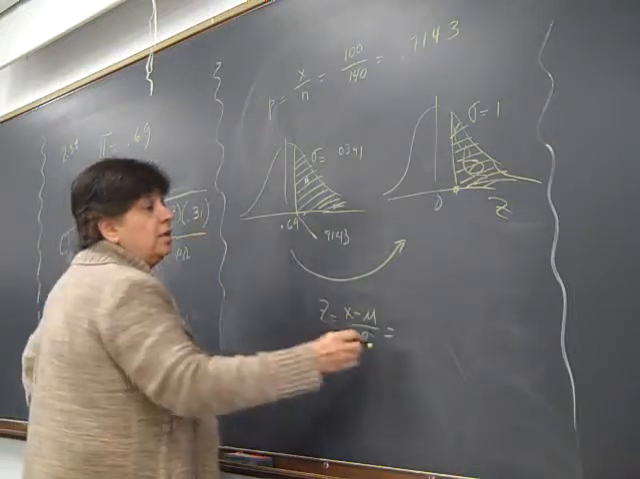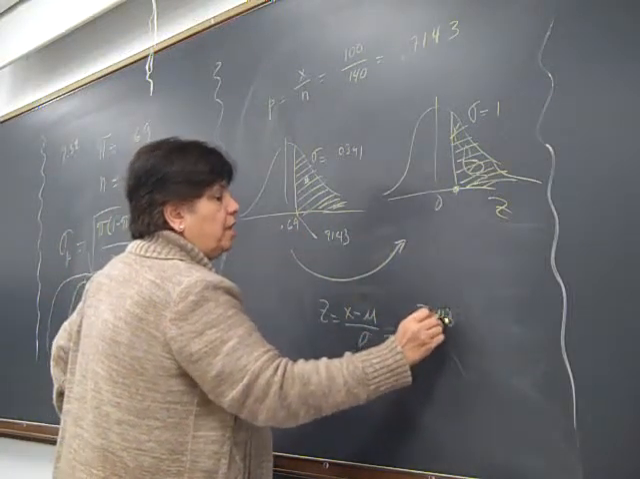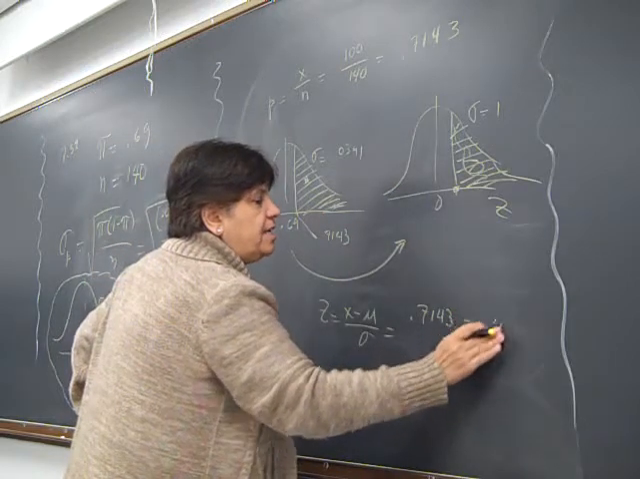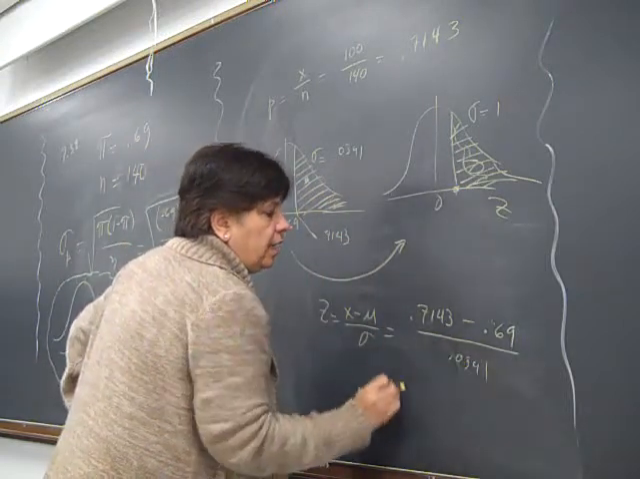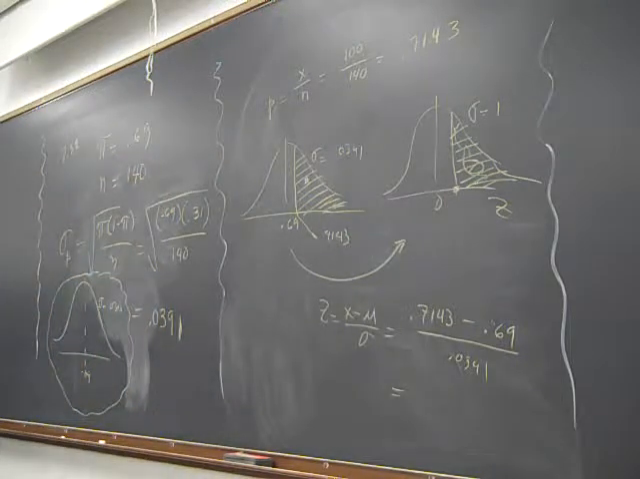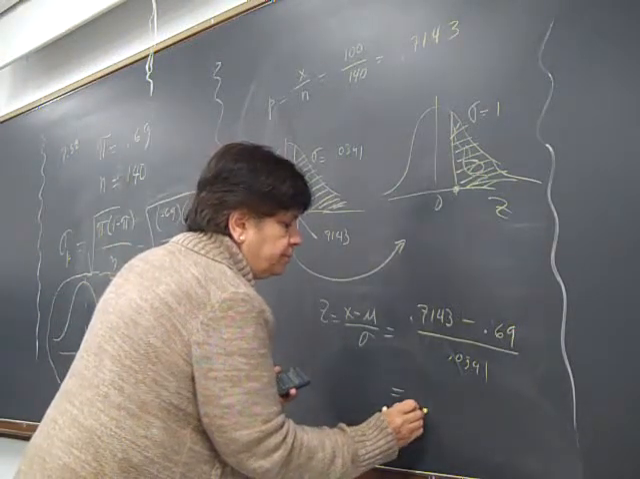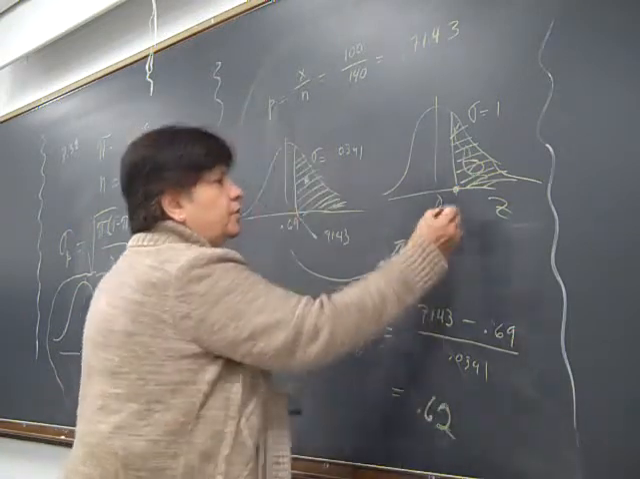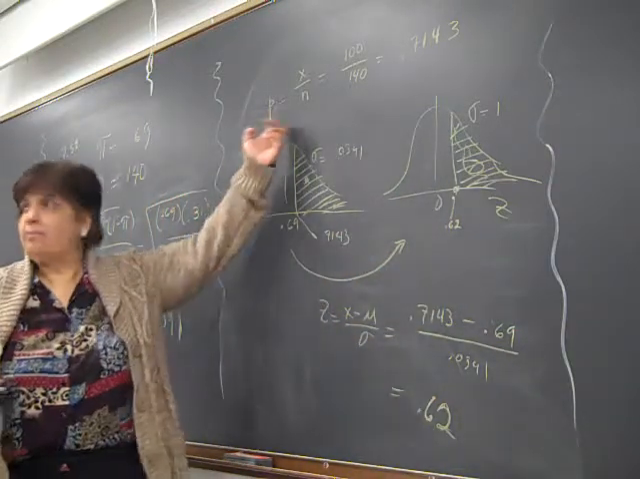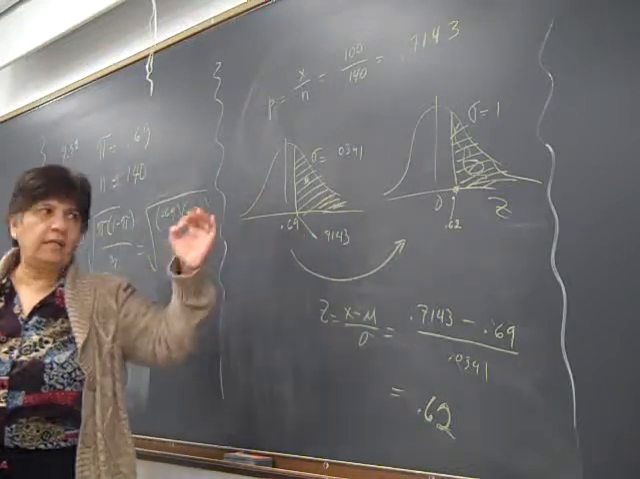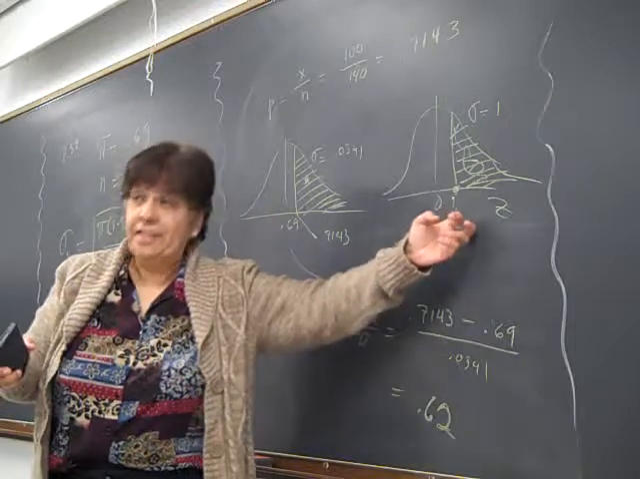What is this value? X is 0.7143 minus mu, which is 0.69, divided by sigma, which is 0.0391. Just put it in the calculator: 0.7143 minus 0.69 divided by 0.0391, and that value is 0.62. What I'm saying is the probability that this proportion is greater than 0.7143 is exactly the probability that Z is greater than 0.62.